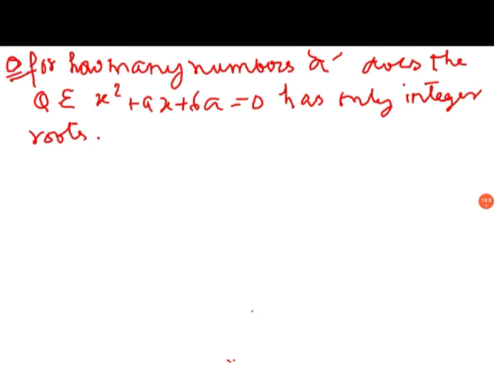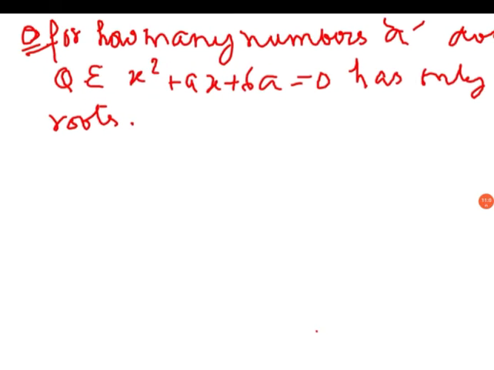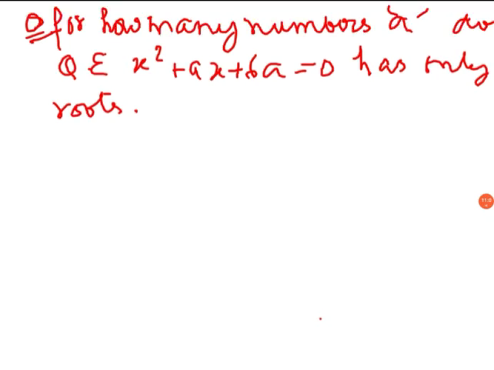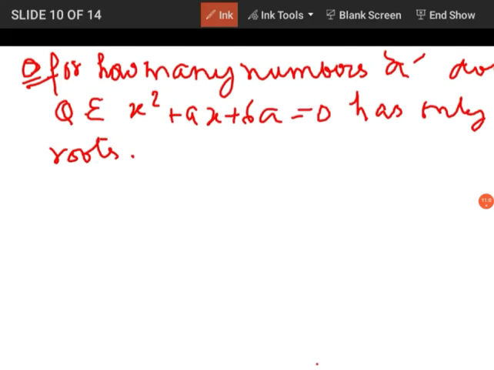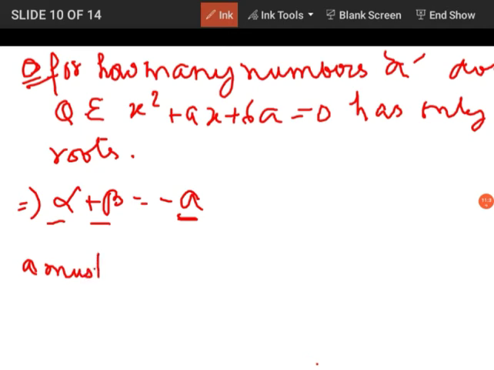Done. Now let us move on with my solution. Say alpha plus beta, using Vieta's relation, is minus a, correct? Now alpha and beta are integers. Listen very carefully. Alpha and beta both have been given that they are integers, so their sum will also be an integer. Sum of two integers is always an integer, so definitely a must be an integer.